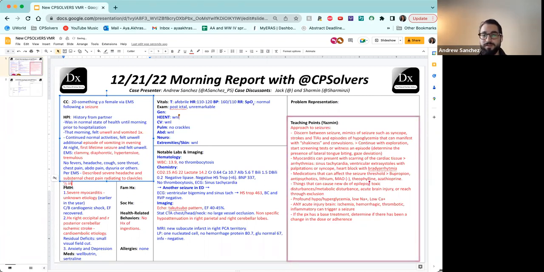However, I learned 24 hours later of additional workup that's pursued by the neurology team that actually ultimately leads to a correct diagnosis. And this is the end of aliquot number three.